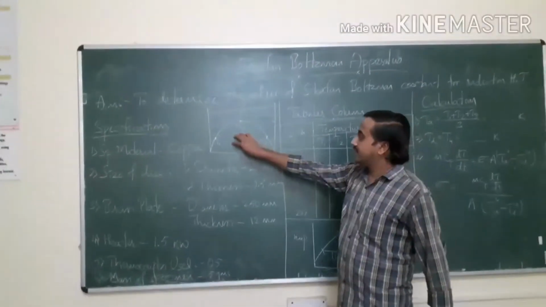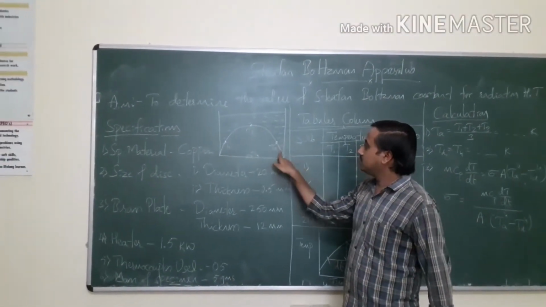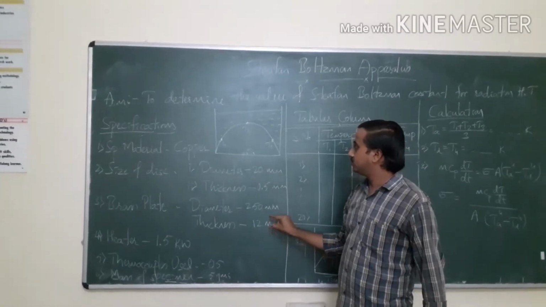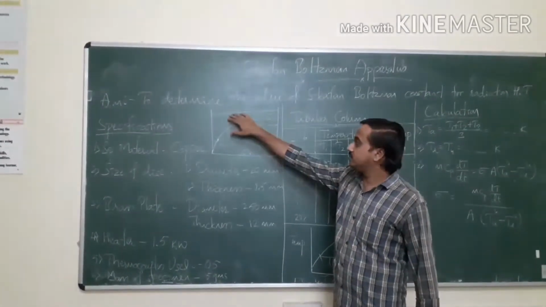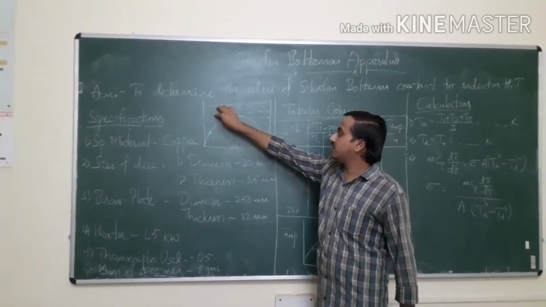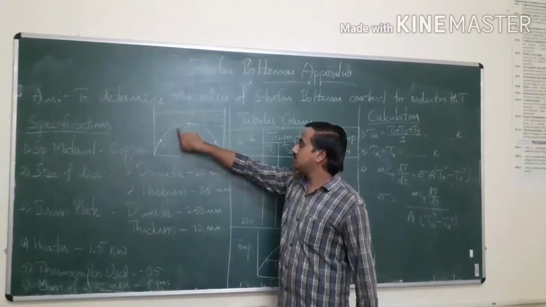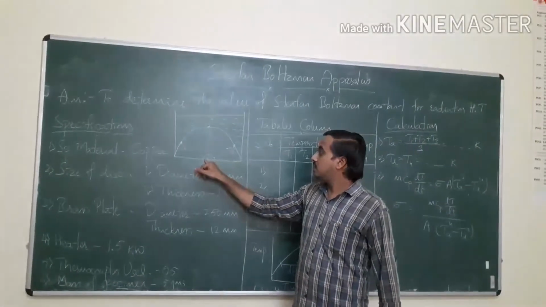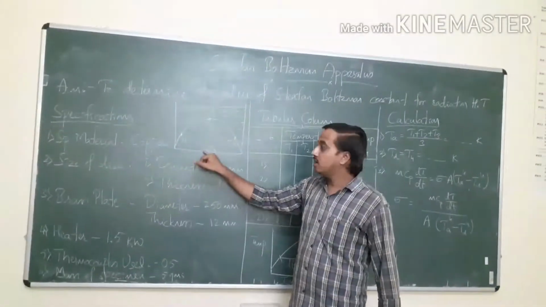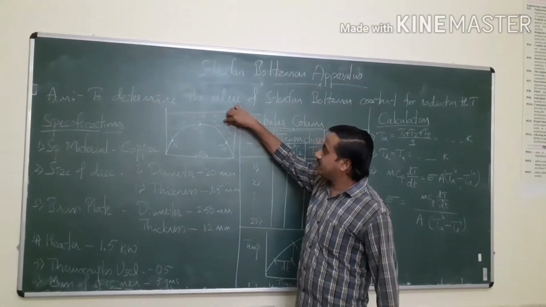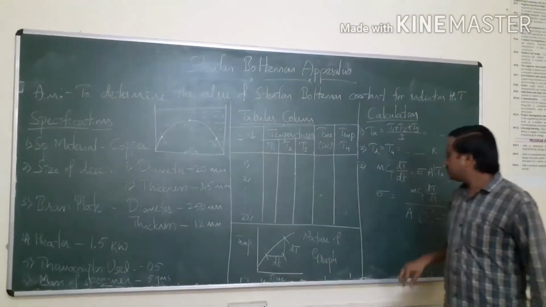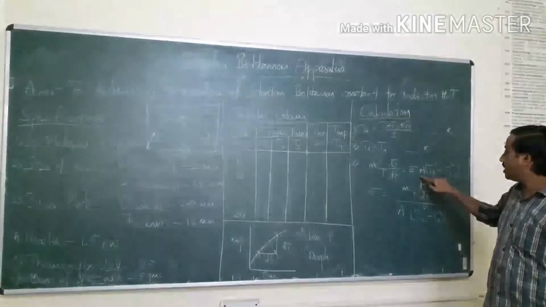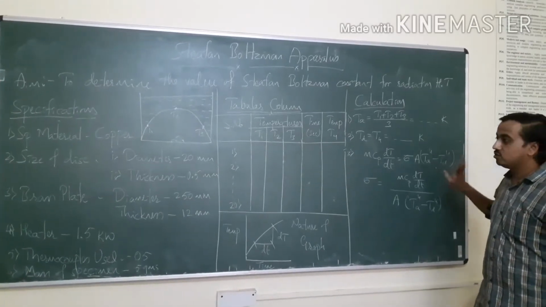Now the schematic diagram looks like this. This is the hemisphere. It has a diameter of 250 mm and a thickness of 12 mm. Over it, water is accumulating. Once the water is hot enough, it will start emitting radiation, wherein the specimen which is placed at the center of the hemisphere will gain heat by radiation. Now the heat transfer equation for this is given by m Cp dT, equated to the radiative mode of heat transfer, that is sigma A (TA to the power 4 minus TD to the power 4).